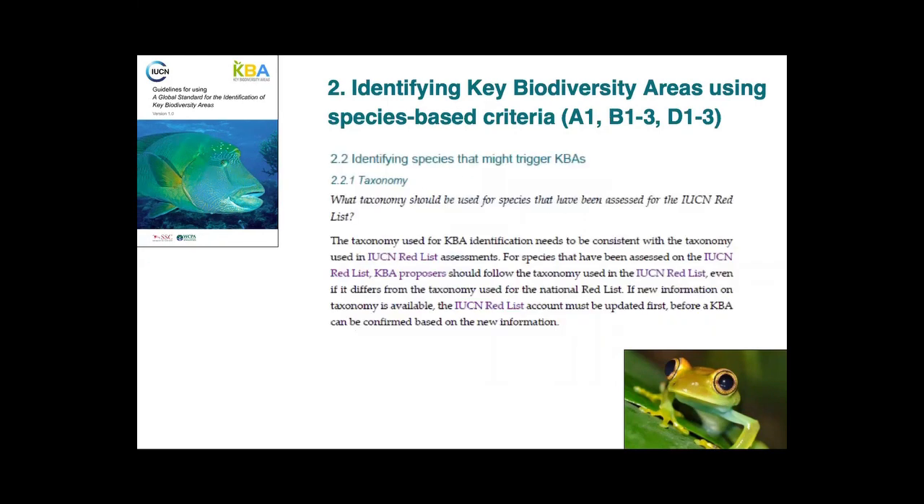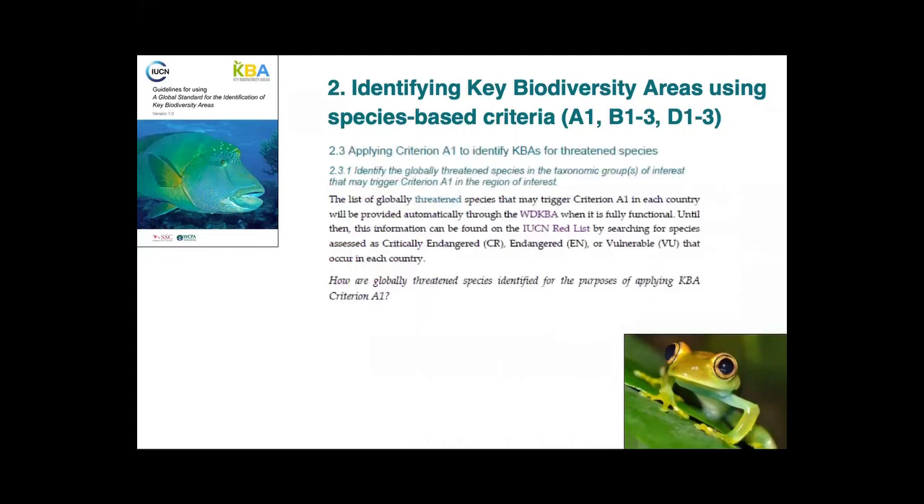And so section 2.2 of the KBA guidelines provides general information on identifying species that might trigger KBAs and addresses frequently asked questions about whether to include undescribed species, subspecies, migratory species, and many other questions that you might have. Section 2.3 then provides much more specific information on identifying globally threatened species that might trigger criterion A1. And this then has frequently asked questions about how to handle species that are extinct or possibly extinct in the wild, for example. And as we get more questions from users, we expect to be adding to these frequently asked questions.